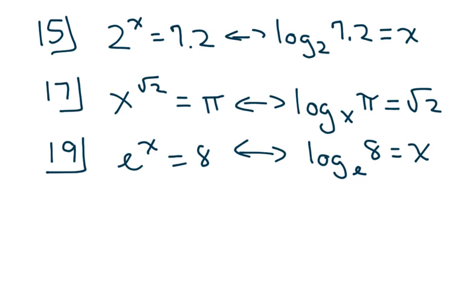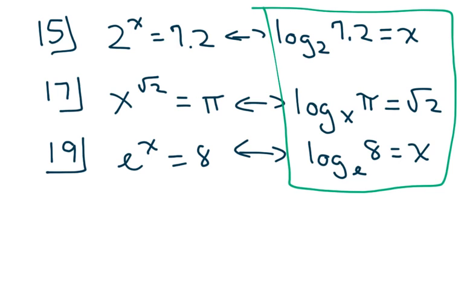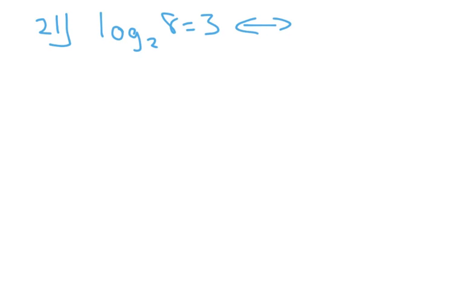21. Now, 21 we're switching. They give you the log, and we have to convert it to the exponential. So 21 is log base 2 of 8 equals 3. And we're going to change it to an exponential equation, which is 2 cubed equals 8. Makes sense.